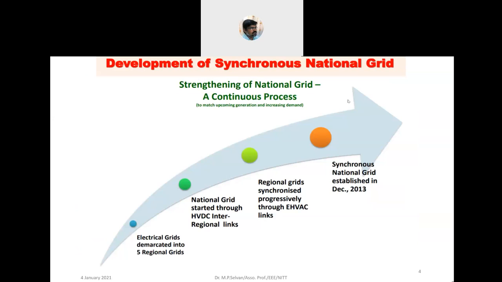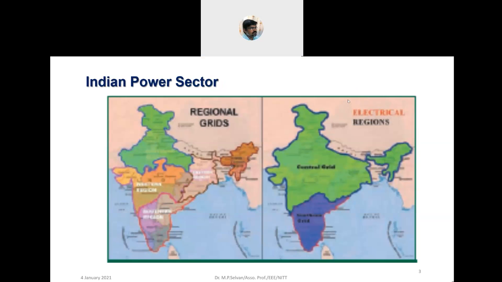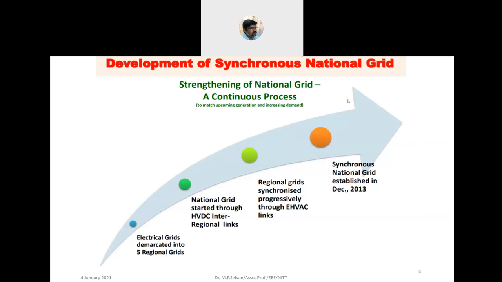And very recently, in December 2013, the complete Indian grid was synchronized with an AC link between the southern grid and western grid. Before that, the north, northeastern, western, and eastern grids were operating synchronously. The southern grid was synchronized with the other part of the nation during 2013. So since 2013, India has had one of the largest synchronous grids across the world.